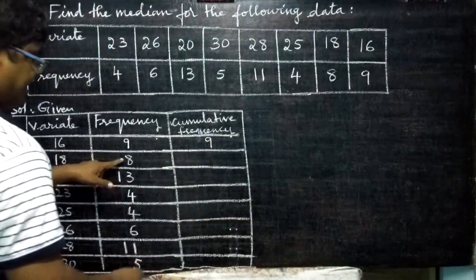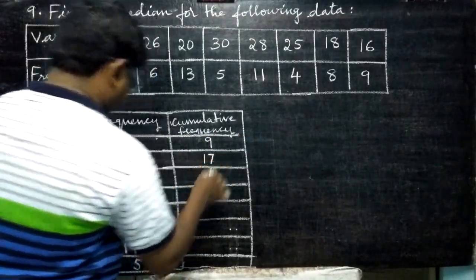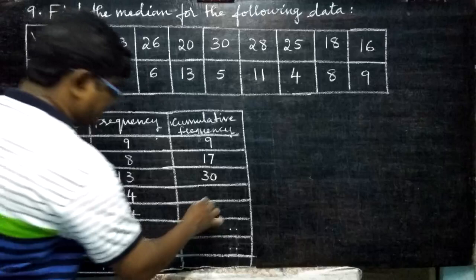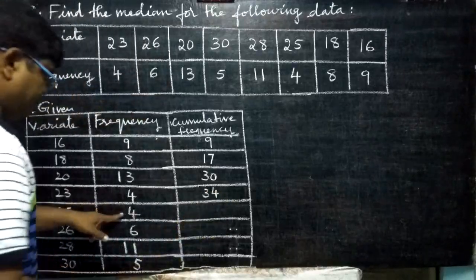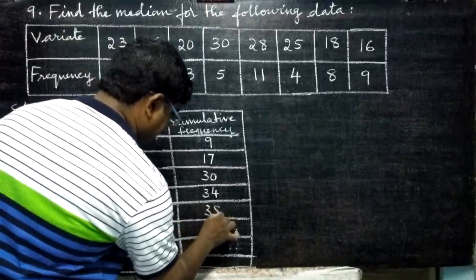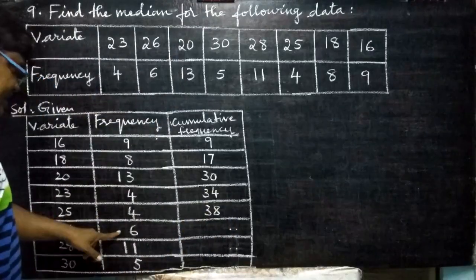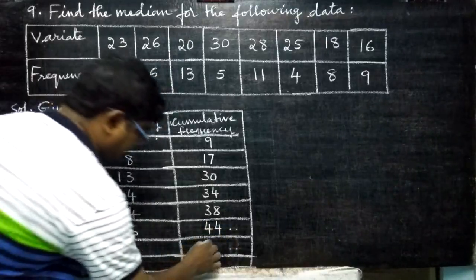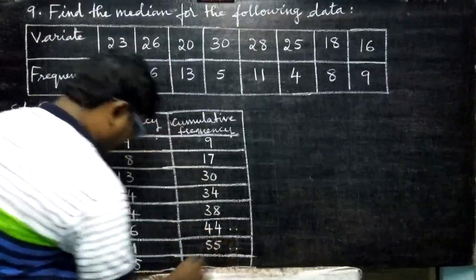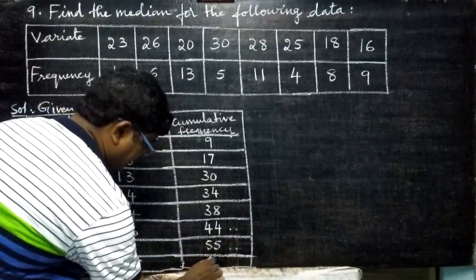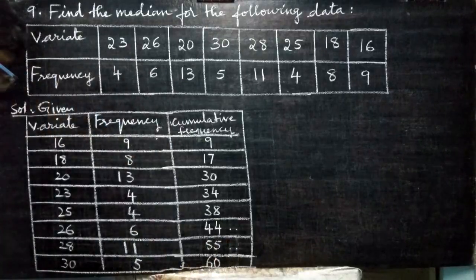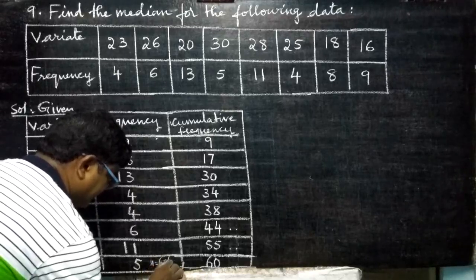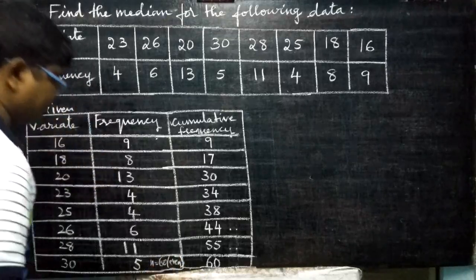9 plus 8 is 17. 17 plus 13 is 30. 30 plus 4 is 34. 34 plus 4 is 38. 38 plus 6 is 44. 44 plus 11 is 55. 55 plus 5 is 60. So n is equal to 60. Which number? Even number. Even means what you know.